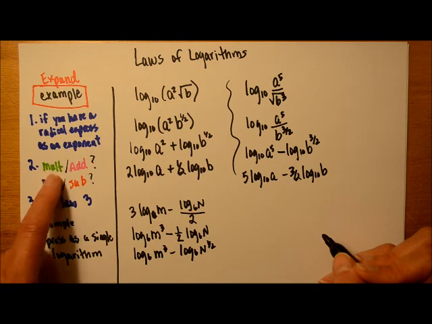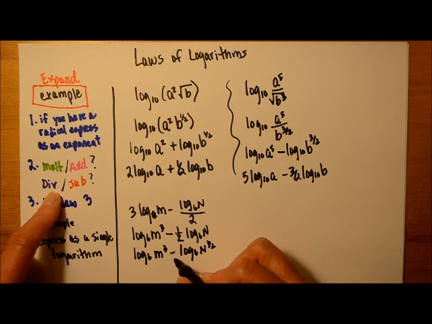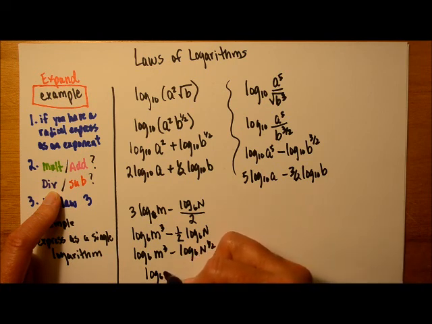Okay, now is it multiplication, addition, or division, subtraction? Well, this is definitely subtraction, so I know that I'm going to go into division. So what I'm going to have is log base 6 m cubed all over n to the 1/2.